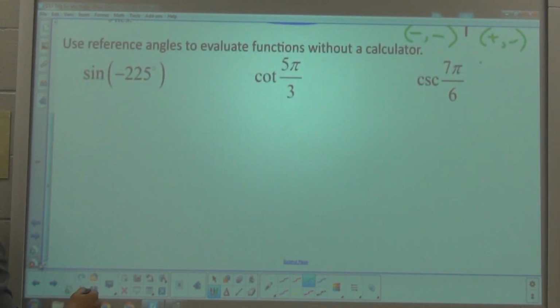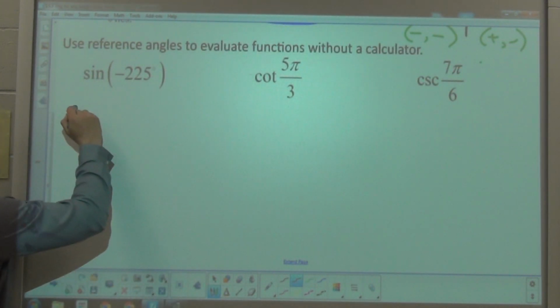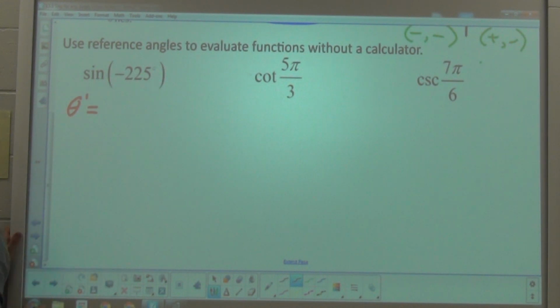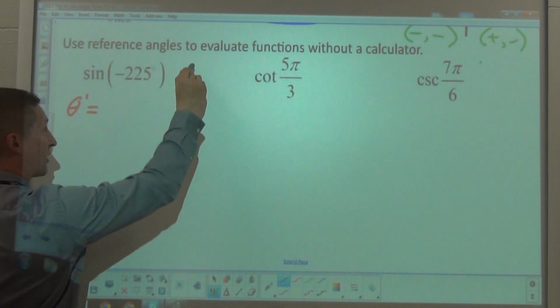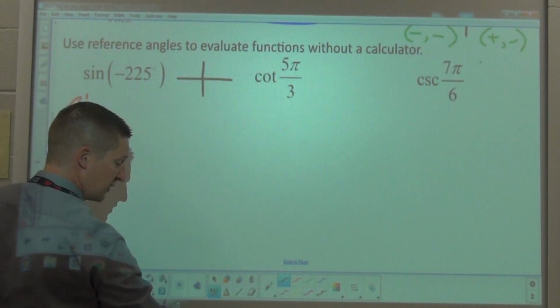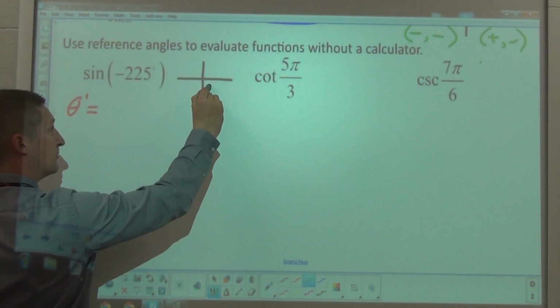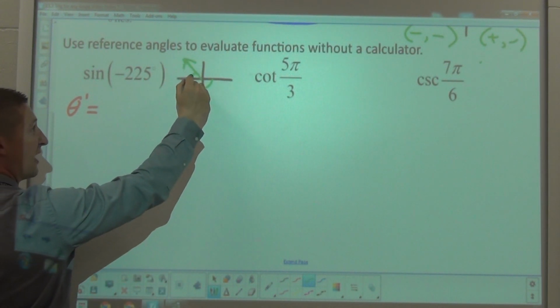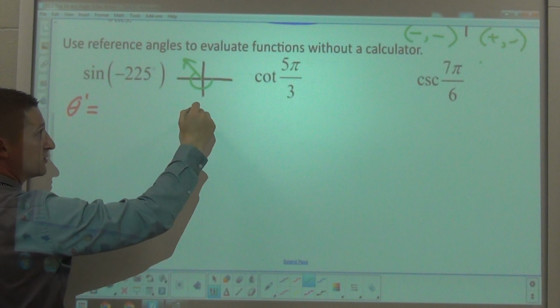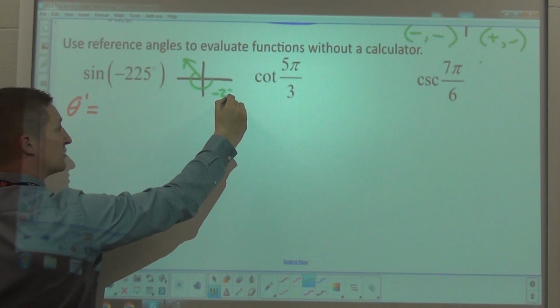So here we go. We're going to first find a reference angle. It's theta prime in this case. Well, oftentimes, again, a little sketch will help. I'll draw just a quick little sketch of what I think negative 225 degrees looks like. Negative means this way, 225 ends up like so. It's a little bit past 180, kind of halfway between 180 and 270 would be. So there's my original angle.